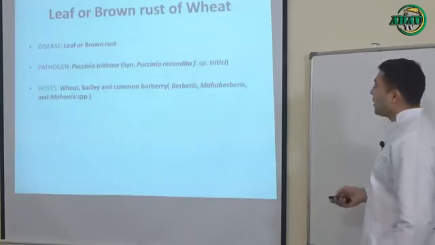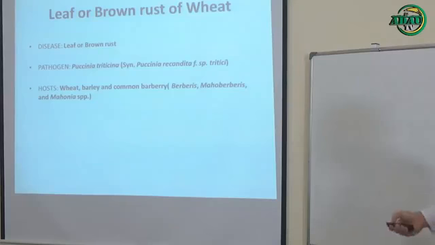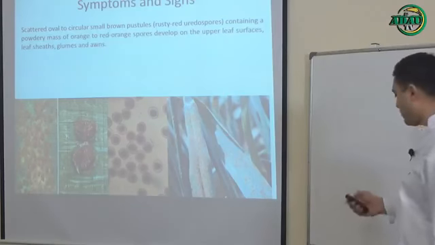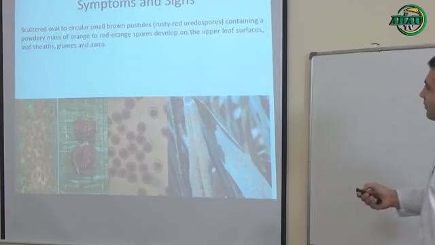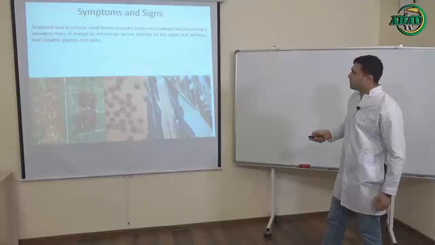So, leaf or brown rust of wheat. The disease name is leaf rust, sometimes we call it brown rust. The pathogen name is Puccinia triticina, and the host plants here are wheat, barley, and common barberries. So you can see symptoms and signs on the plants. The small brown pustules you can see here, in all these pictures.